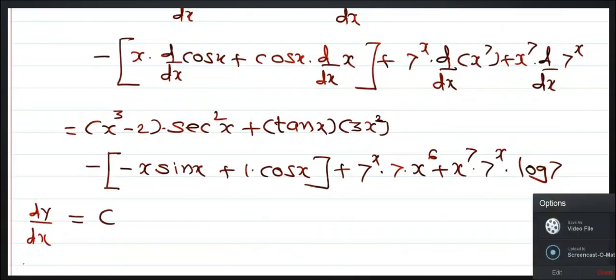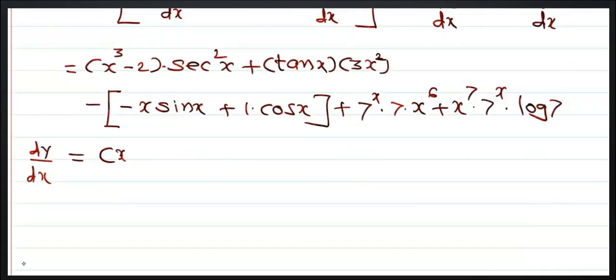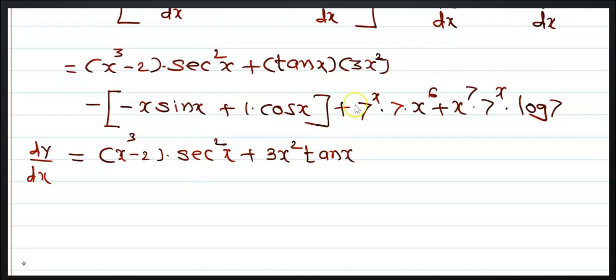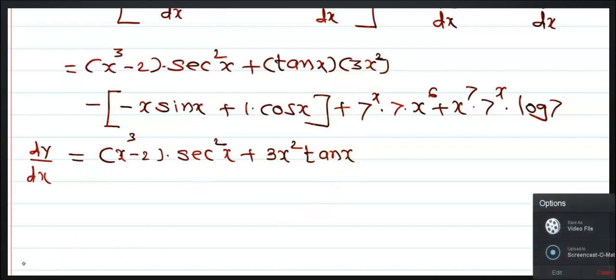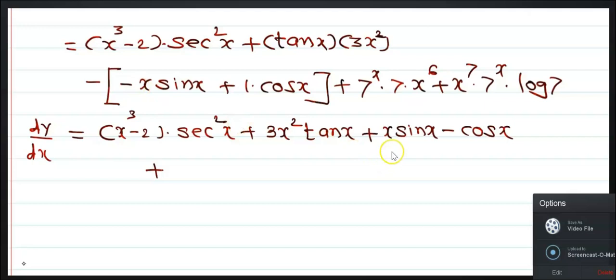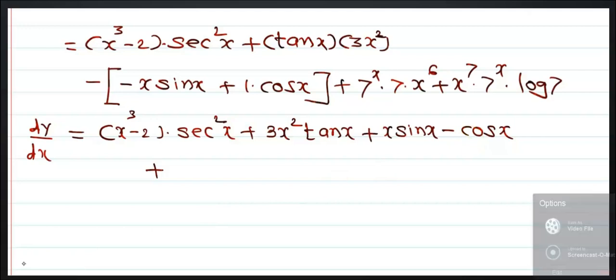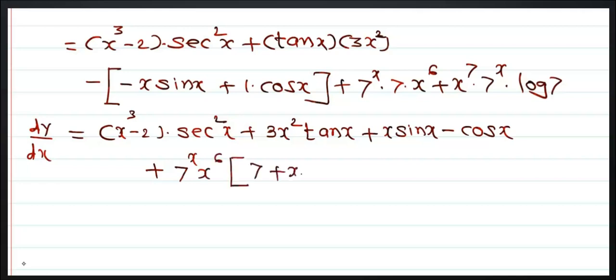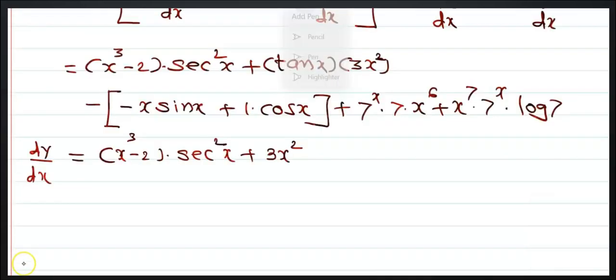Now normal simplification is here. You can see. Therefore, dy by dx is x cube minus 2 sec square x plus 3x square tan x, the upper part taken as it is. Now next is plus x sin x, we will operate the minus sign there. This minus minus will become plus x sin x, and this is plus and this is minus, overall it will become minus cos x plus 7 raised to x x raised to 6. If we take the 7 raised to x and x raised to 6 common, you can see this again.